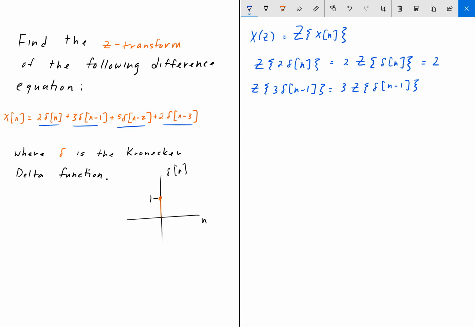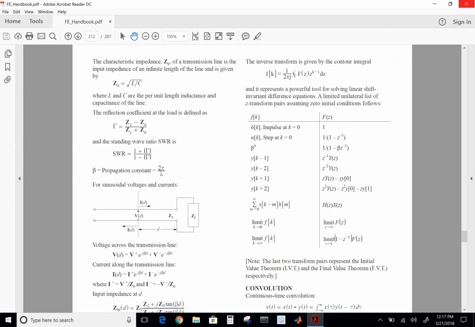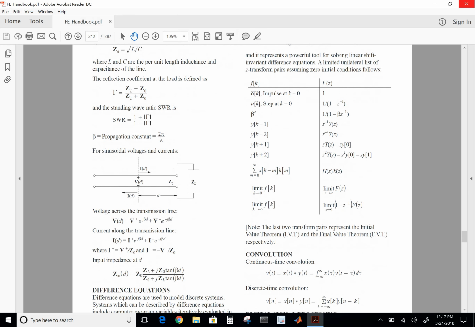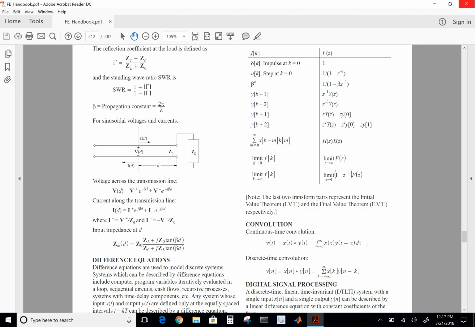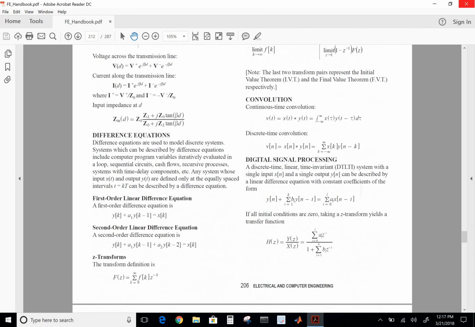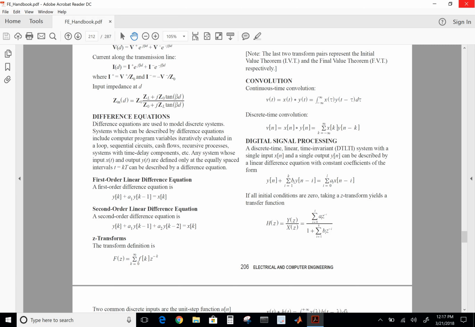But if we go back to our chart, we see that there is no direct z-transform for this shifted delta function. So what we have to do is either you memorize this or you derive it. We derive it using the definition of the transform right here. And so that's what we're going to do. We're going to derive it once, we'll see a pattern, and then we can easily do the rest of them.